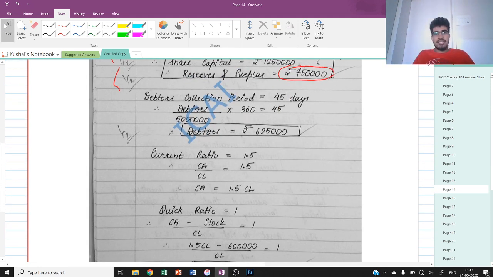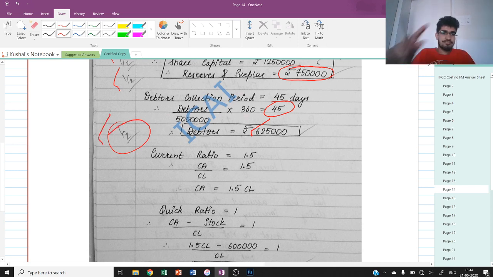Debtors upon sales into 360 is equal to the debtors collection period. We have the amount of sales with us. We have 360, that is the number of days in a year, and we have the debtors collection period. Therefore, we can get the amount of debtors as rupees 6,25,000 by simply multiplying 45 by 50 lakhs and dividing it by 360. This was also for half mark.